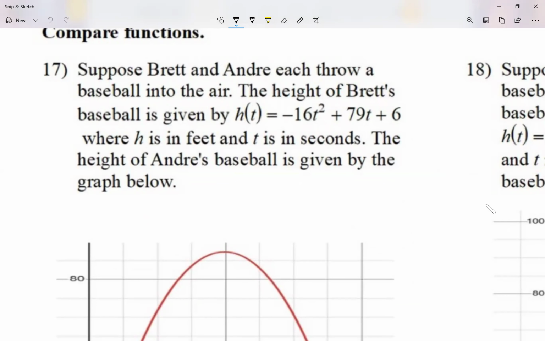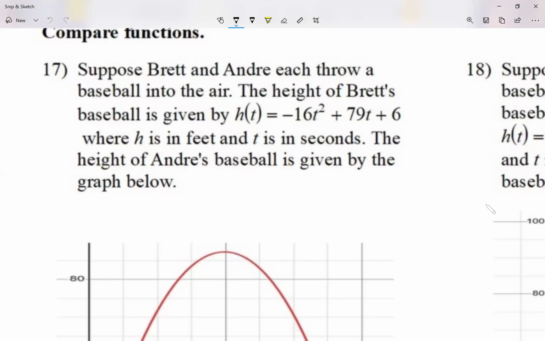Suppose that we have Brett and Andre each throw a baseball into the air. The height of Brett's baseball is given by the formula h(t) = -16t² + 79t + 6, where h is in feet and t is in seconds.